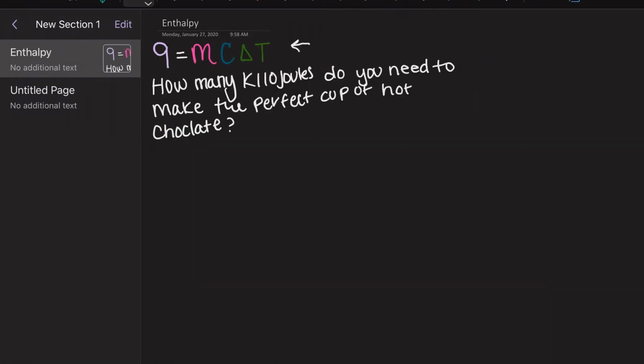Let's start with an example. This problem asks, how many kilojoules do you need to make the perfect cup of hot chocolate? So, we'll say that our perfect cup of hot chocolate is 300 grams of milk, and that our perfect temperature is 136 degrees.